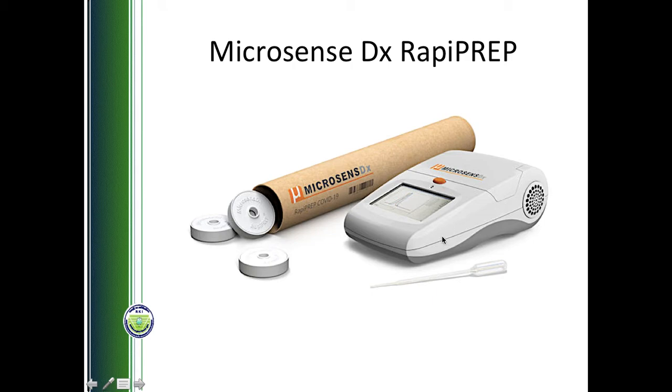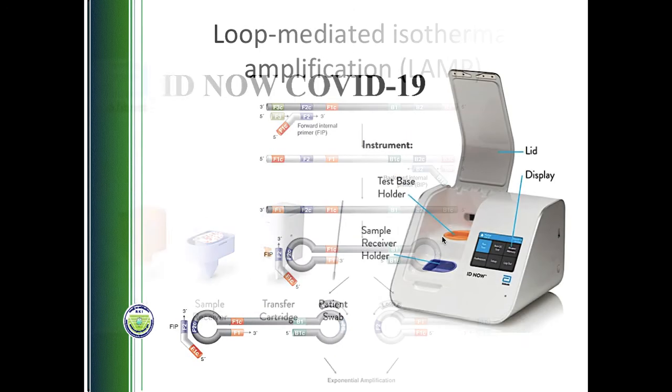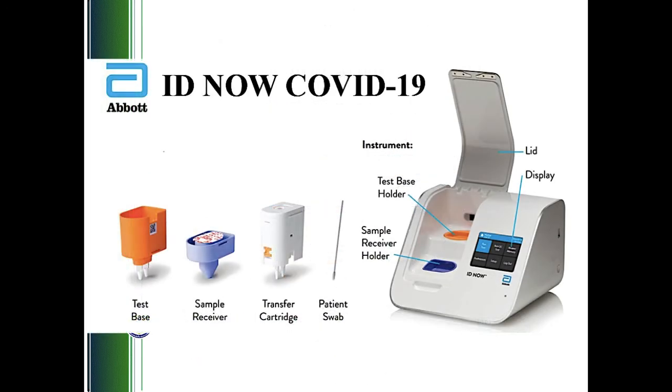specific gene of coronavirus. There is one more system doing the same isothermal DNA amplification, developed by a company called Abbott, a very well-known company of the US. Here the cartridge is available in three components: a sample receiver, a transfer cartridge, and the test base. The test base already has two test tubes containing dry powdered reagents needed for the reaction. The patient's swab transfers the viruses to the sample receiver. From the sample receiver, purified nucleic acid is transferred using the transfer cartridge to the test reaction.